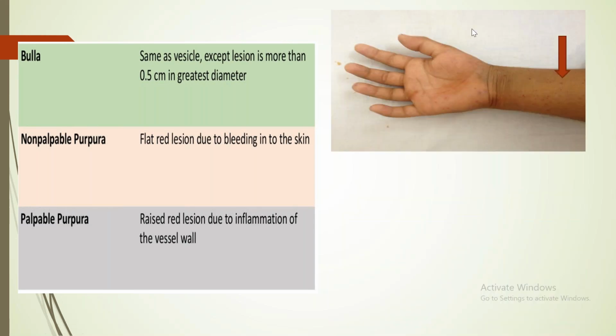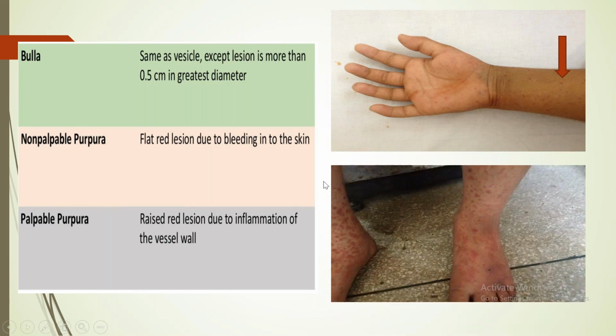If you can see in this child, the arm has small pinpoint lesions. These are the petechiae, or we often call them non-palpable purpura. Then in this child, the lower limbs show large purpuras, which are palpable also. These are mainly seen in HSP conditions or meningococcemia.